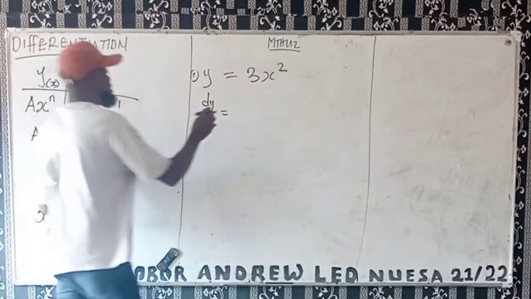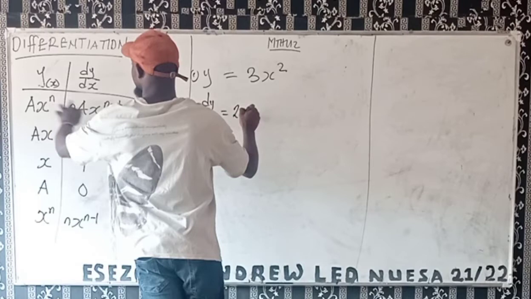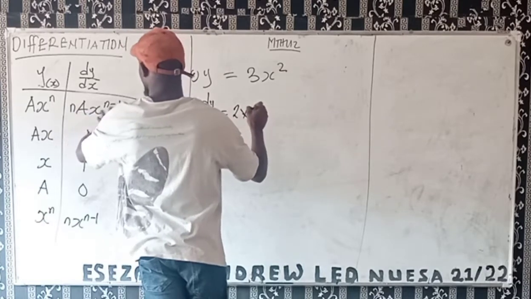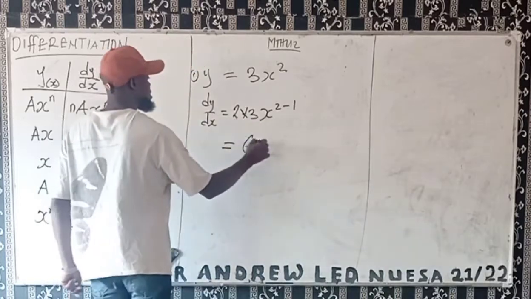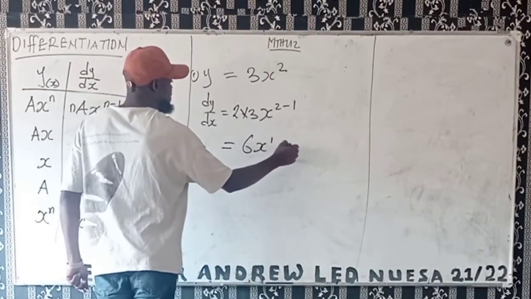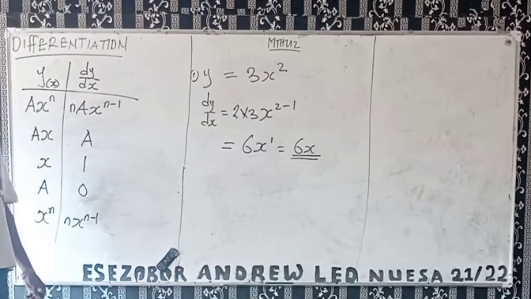Differentiate this. I told you, use the power to multiply the coefficient. Power is 2, and the coefficient is 3. Then remove 1 from the power. So 2 times 3 is 6, then 2 minus 1 is 1. If it is 1, you leave it like that. 6x, that'll be the answer. Simple as that.